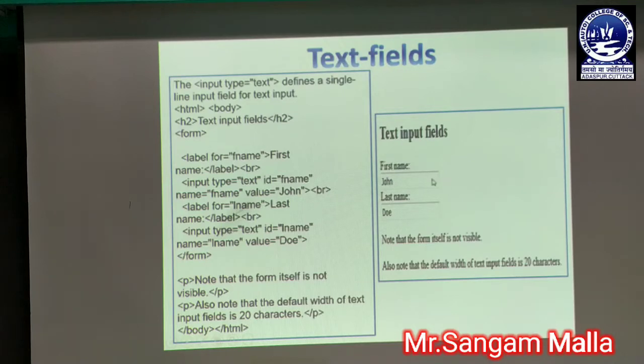So how to implement the concept of text field in HTML? You can see that a source code is written over here. The HTML program starts with HTML, then comes our body section. Inside the body section we have to define a form. We have given a heading tag that is text input fields. You can see that it has been given in heading of size 2, and the text input fields has been reflected over here.